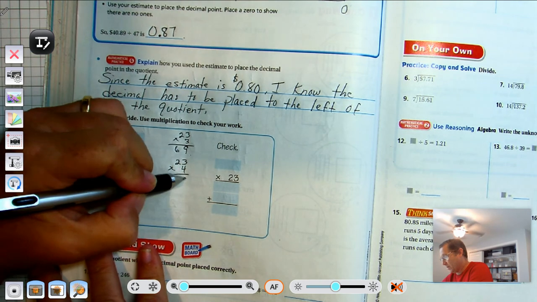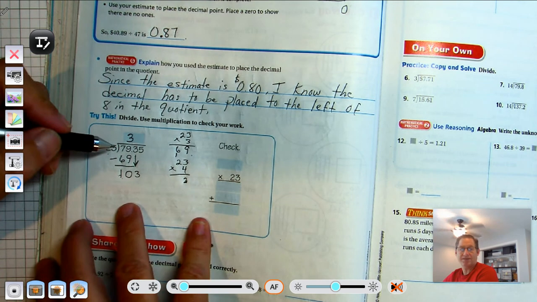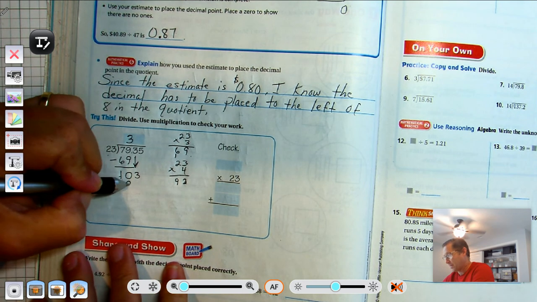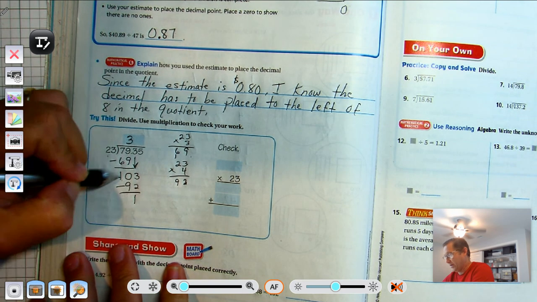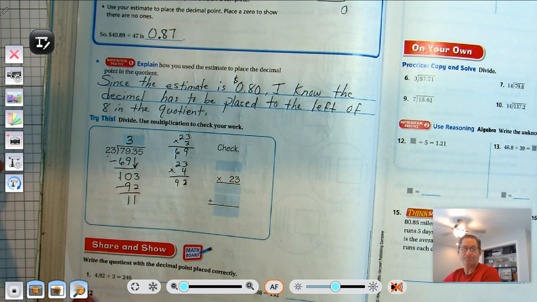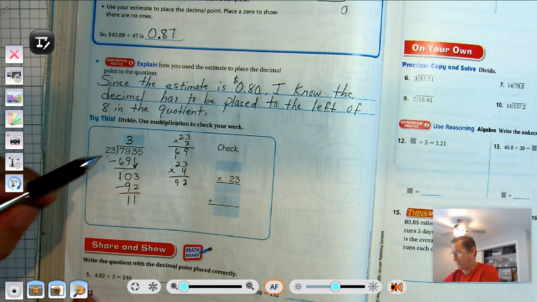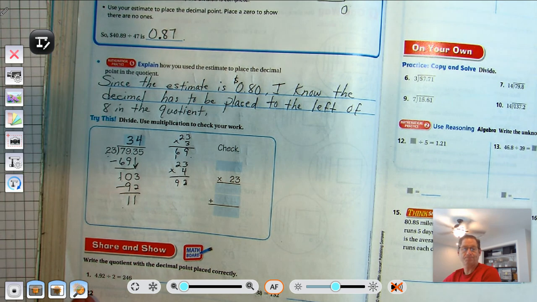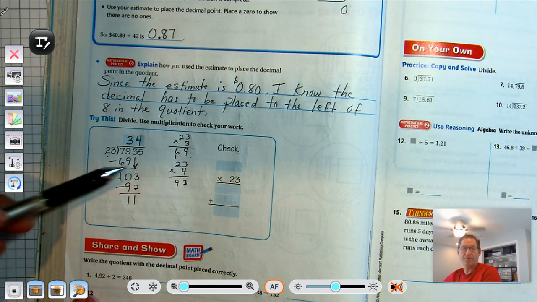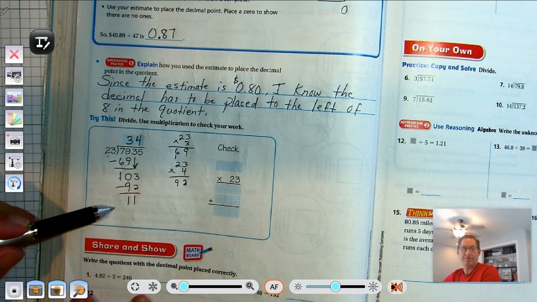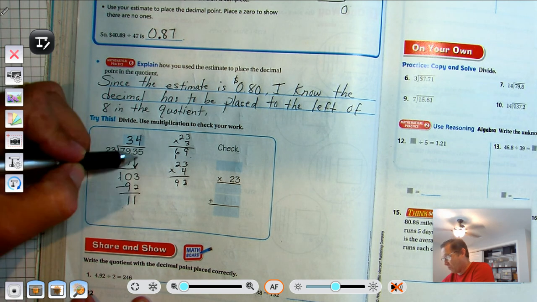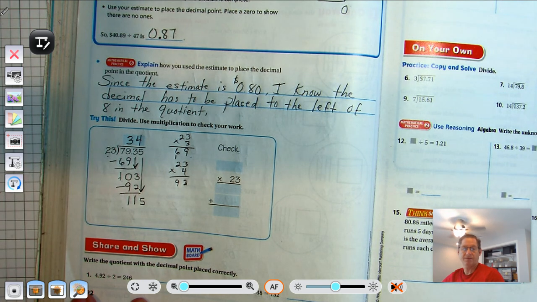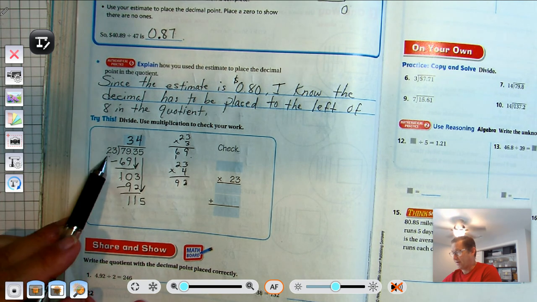4 times 3 is 12. Regroup as 10 and 2 ones. 4 times 2 is 8, plus 1 more is 9, so 92. If we subtract, we're left with 11. Okay, I can't share 11 with 23 groups. So it was 4. So 4 times 23 was 92. We get a remainder of 11, but I have the 5 still left to share, the 5 hundredths. So 115 divided by 23.